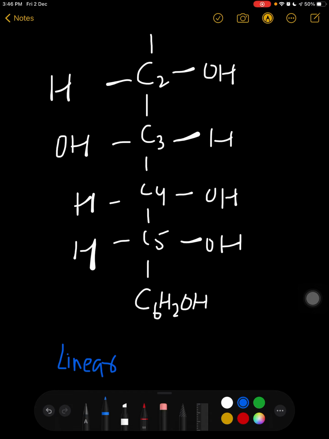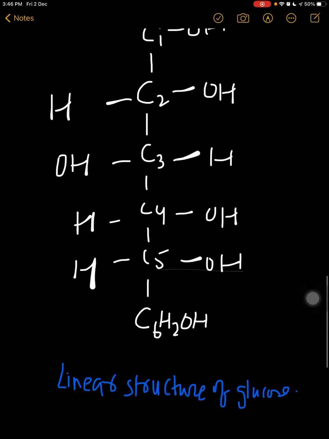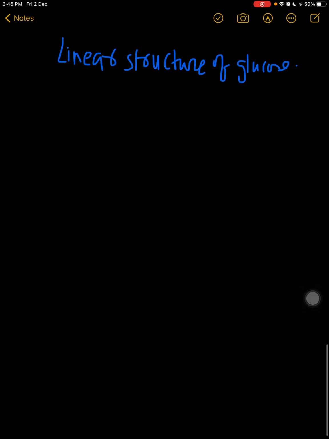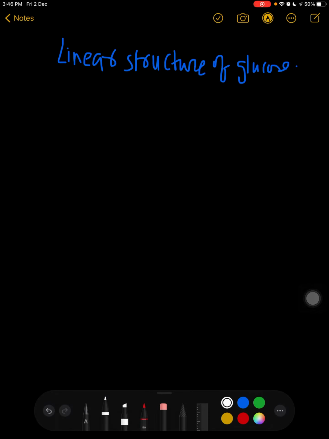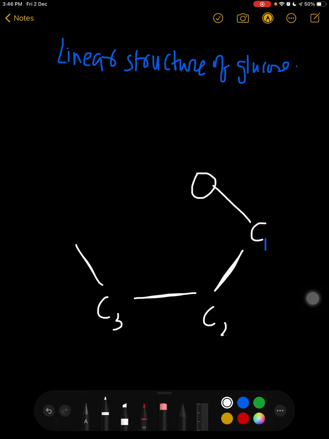Linear structure of glucose, right? So now if we are having this linear structure, let's make the ring structure of glucose, right? So over here we are having an oxygen atom. This is known as carbon number 1, carbon number 2, carbon number 3, carbon number 4, carbon number 5, and here we are having carbon number 6, right?